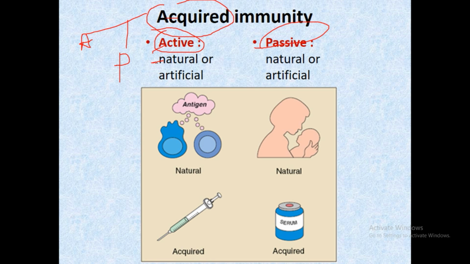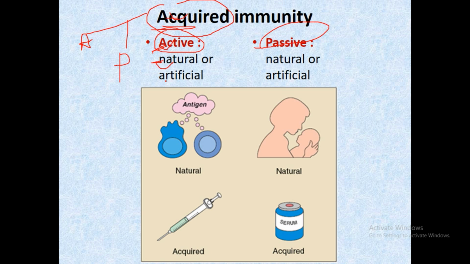So first of all, natural active acquired immunity. Whenever some type of antigens enter inside our body, and whenever these antigens stimulate our immune response, and whatever immunity is generated against that specific antigen, that type of immunity is known as natural active acquired immunity.